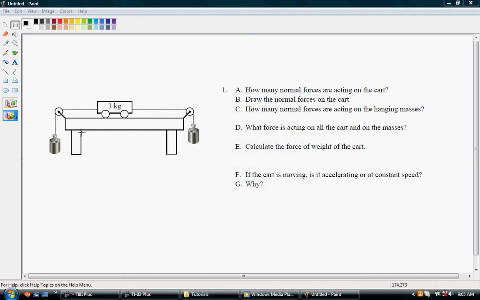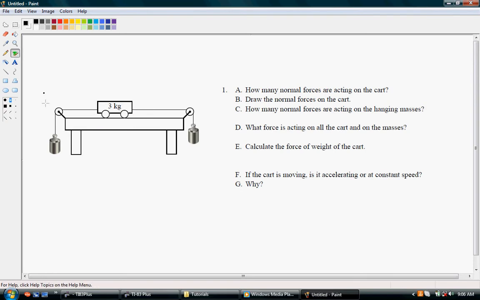Alright, so what we have here is a system where we have a 3 kilogram cart. So the mass of this cart is 3 kilograms. It's not the weight of the cart, it's the mass of the cart. Kilograms are units for mass. So we know that the mass of this cart is 3 kilograms.